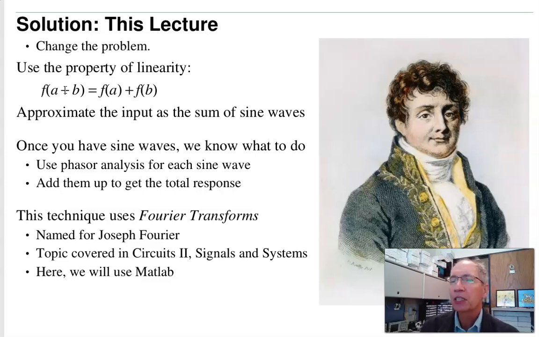Here, this is kind of an introduction class to electrical engineering. We're going to be using MATLAB to solve this type of problem. Kind of the goal is when you get to Fourier Transforms in Circuits 2, Signals and Systems, it'll be more familiar. First time is always the hardest. But the real goal of this class is using MATLAB. I can solve all sorts of problems. Here we're going to solve this type of problem using MATLAB. Try to find the output of a differential equation when the input is periodic.